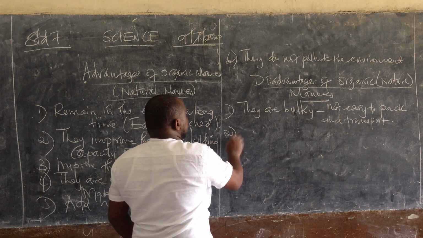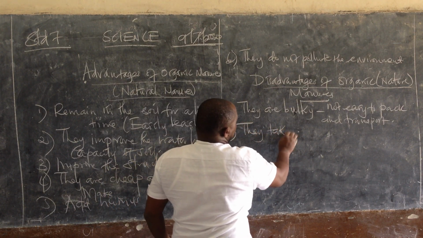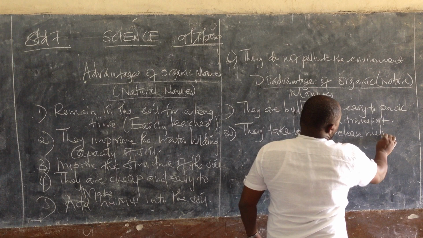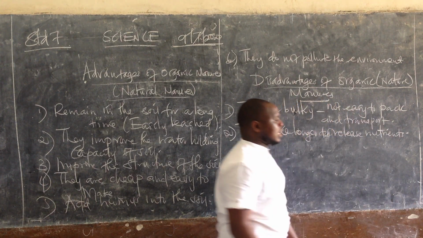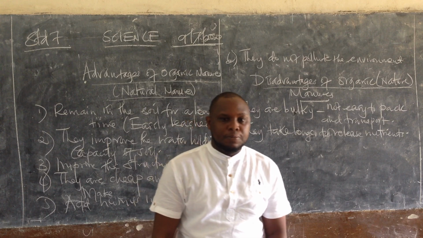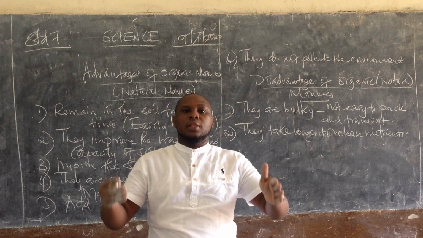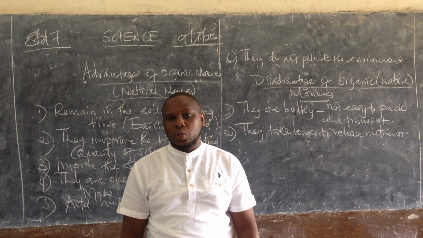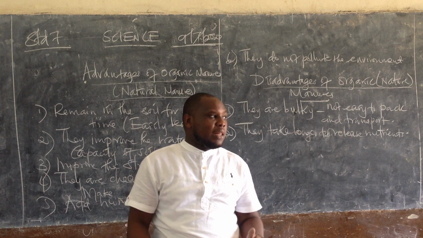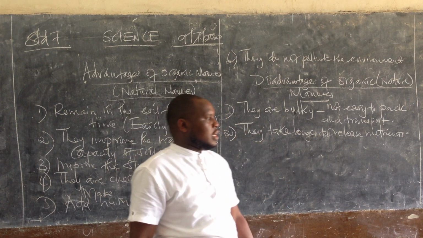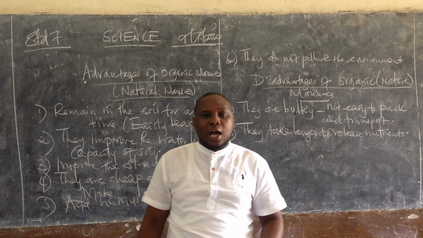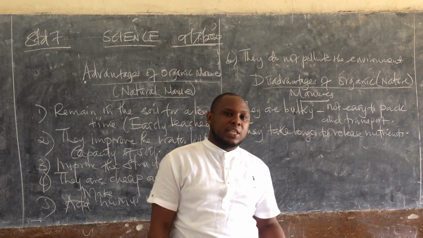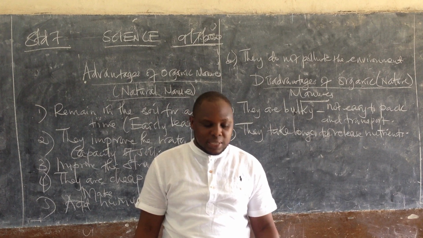Number two, they take a longer time to release nutrients. Look at the case of green manure, which takes 3 to 4 weeks in the shamba to be able to release nutrients. Take for example compost manure. You have to wait a whole month for it to produce nutrients. So these ones take longer to release nutrients. Not in the case of inorganic fertilizers, where once you apply, they release nutrients directly in the soil.